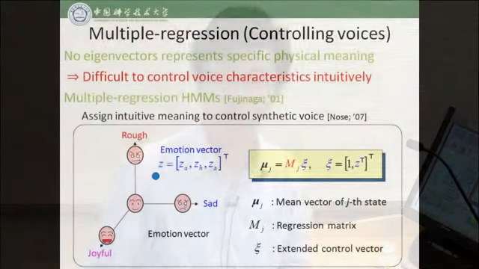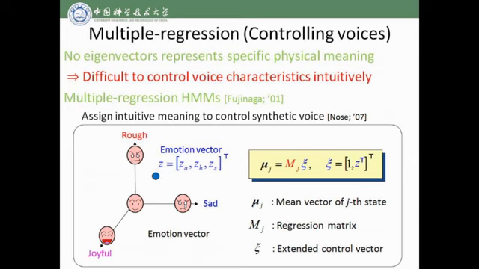The last example is the multiple regression hidden Markov model. In this method, we can assign an intuitive meaning to each eigenspace dimension. For example, in emotional speech synthesis, we can give each dimension of the eigenspace some meaning. For example, this one means sad, this one means joyful, this means rough. Then we can control the emotion category of synthetic speech by using a 3-dimension emotion vector. It will be much easier to control the emotion of synthetic speech.